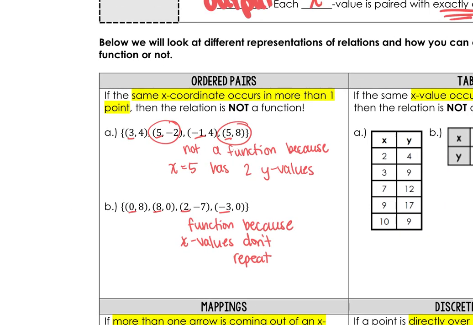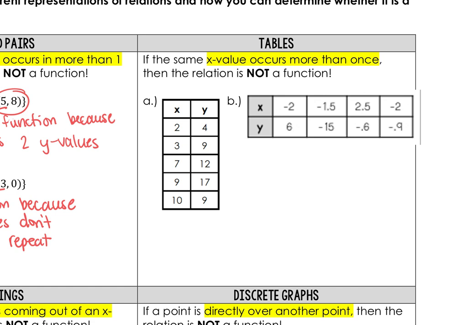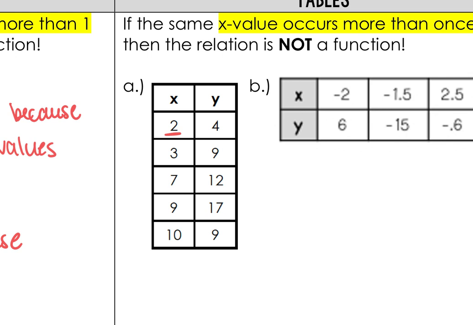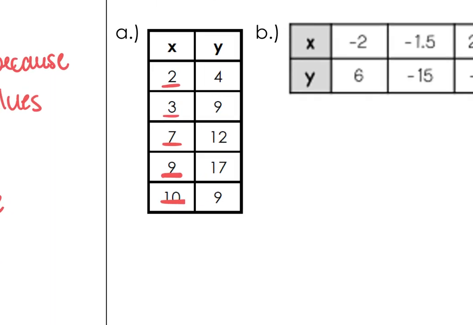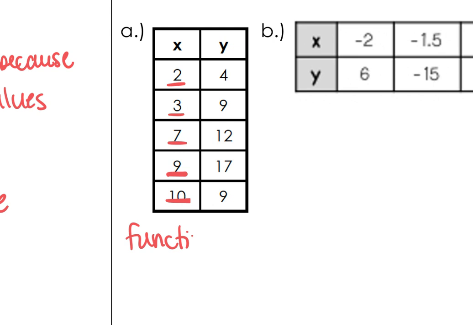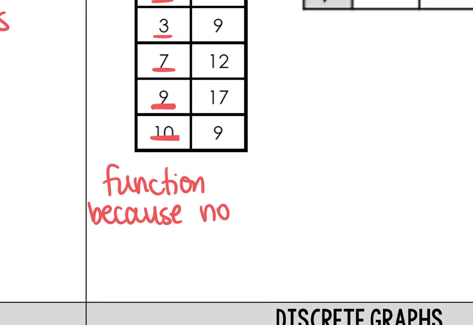Now let's look at the next representation that you could be given: a table. They could ask you if the table represents a function or not. What you are looking for is if the same x value occurs more than once, just like with our ordered pairs. Remember, a table is just a bunch of x, y points. Do we see an x value more than once? We've got 2, 3, 7, 9, and 10. There were not any x values that repeated, so this table is a function for the same reason: no x values repeat.